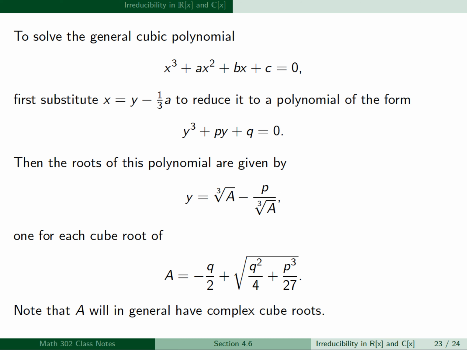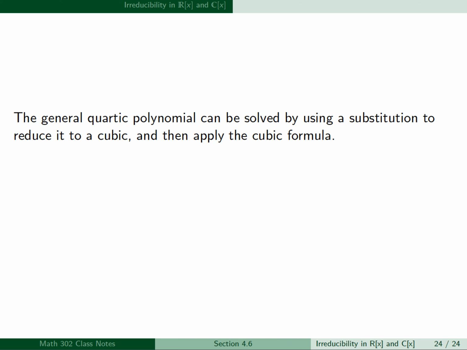Now note that A in general will have complex cube roots. So A will have 3 complex cube roots, and that will give us 3 solutions for y. Now the general quartic polynomial can be solved by using a substitution to reduce it to a cubic and then applying the cubic formula.